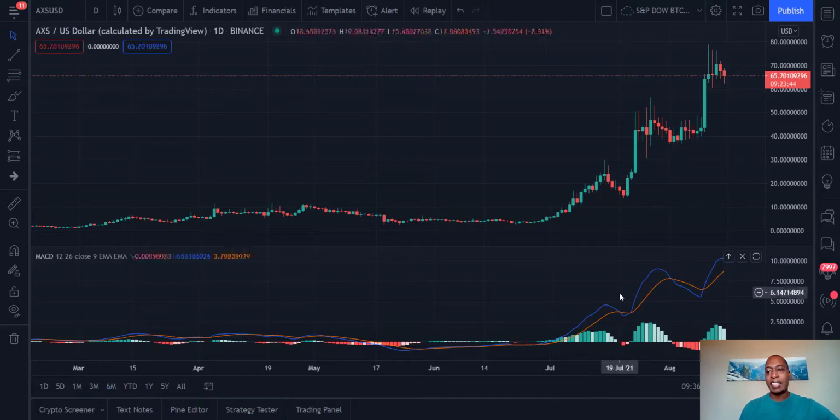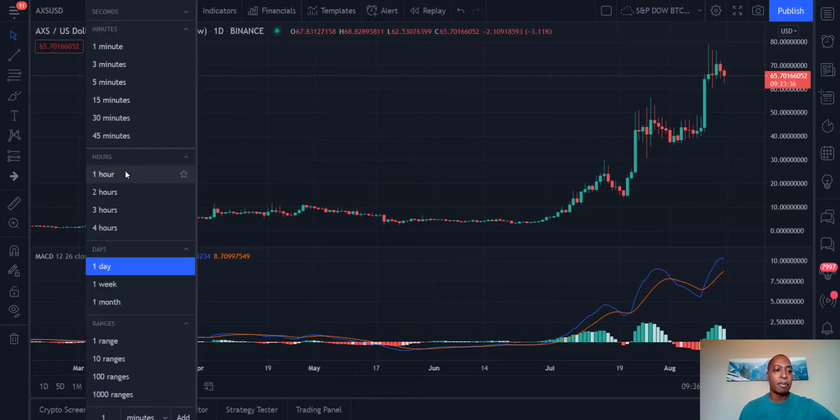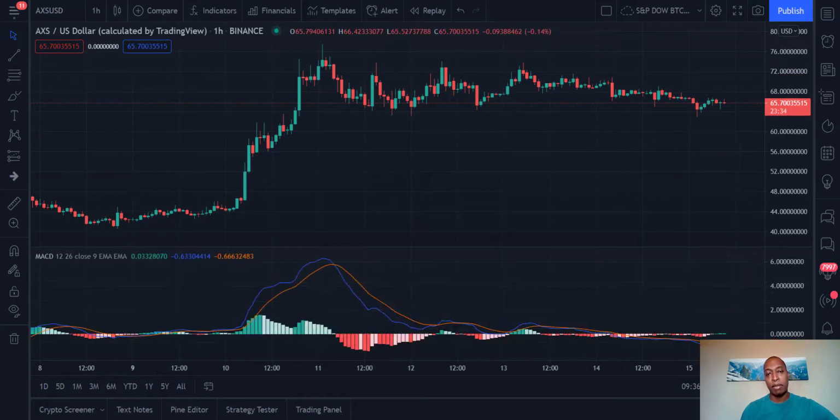But at the daily level, of course, this is no surprise. It shouldn't be a surprise to anyone that we're seeing continued bullishness on the MACD. But the 1 hour time frame should be a little more interesting.